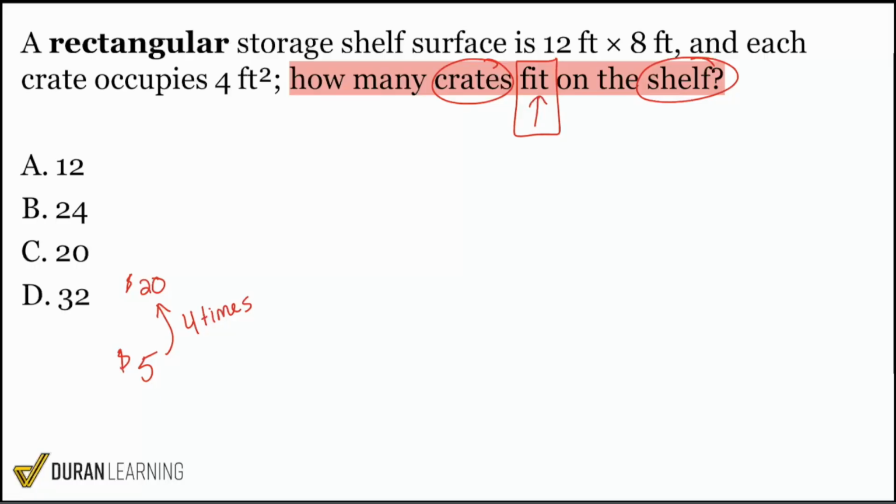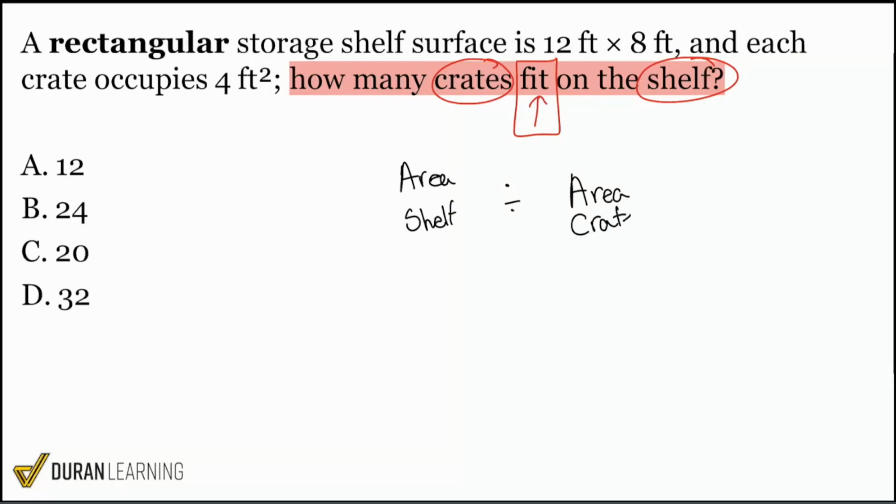So knowing that, what are we dividing? We're going to be dividing whatever value represents the area of the shelf, and we're going to divide that by the area of the crate. Because if we divide the space that the shelf takes up by the space that each crate takes up, we will find out how many crates will fit onto the shelf. So we have to be consistent there, but let's go ahead and see what values we have.